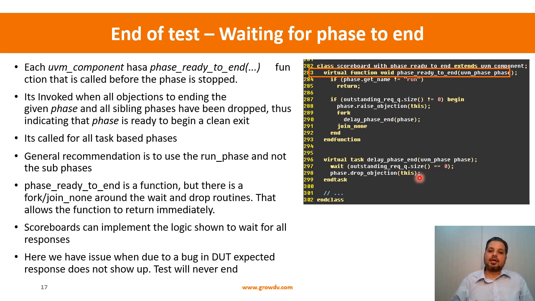That is because as we wait, all the responses will come from the DUT, and once they have come, every time a response comes, I am removing the corresponding request from the queue, and after the final response comes, my request queue will become 0. Until then I am holding the objection.